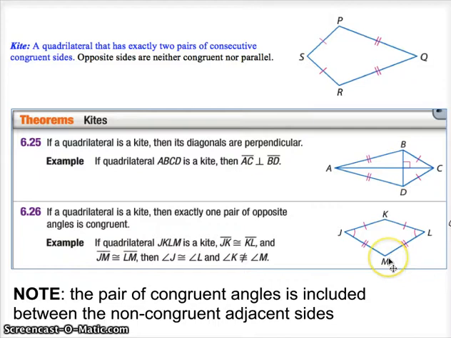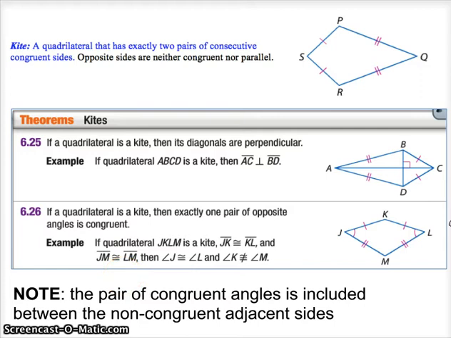So K and M, we know, are not congruent. That can come in handy later. J and L here have to be congruent, K and M are not. If you want to see what that would look like here, I know that big angle C and big angle A have to be congruent. I know that big angle B and big angle D are not congruent. Here, Q and S are not congruent, but P and R are congruent. Note the pair of congruent angles is included between non-congruent adjacent sides.